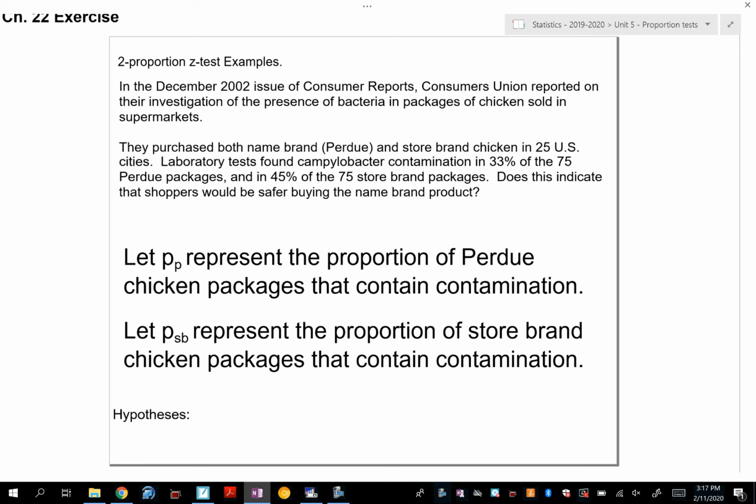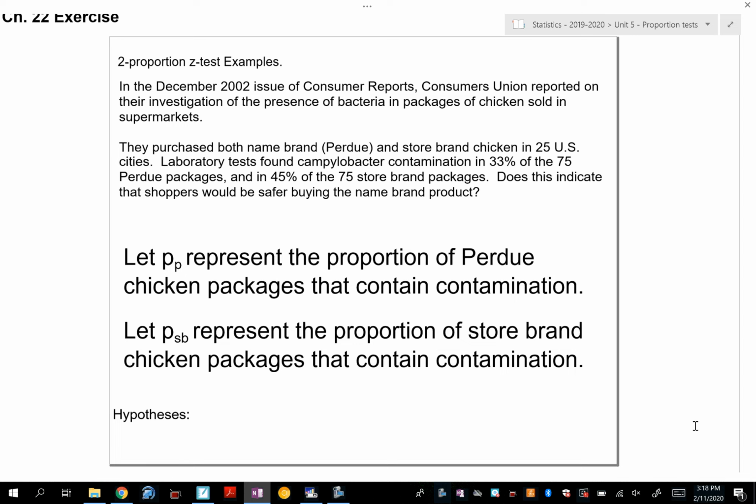So let's start by looking at this problem. We're looking at an investigation into the presence of bacteria in packages of chicken sold in supermarkets. Exciting stuff, right? Wait for it. We're actually going to focus on brand name Purdue, not Tyson. If you want to make it Tyson in your thing, that's fine. Purdue, brand name, compared to store brand, like a Kroger, H-E-B, store brand.